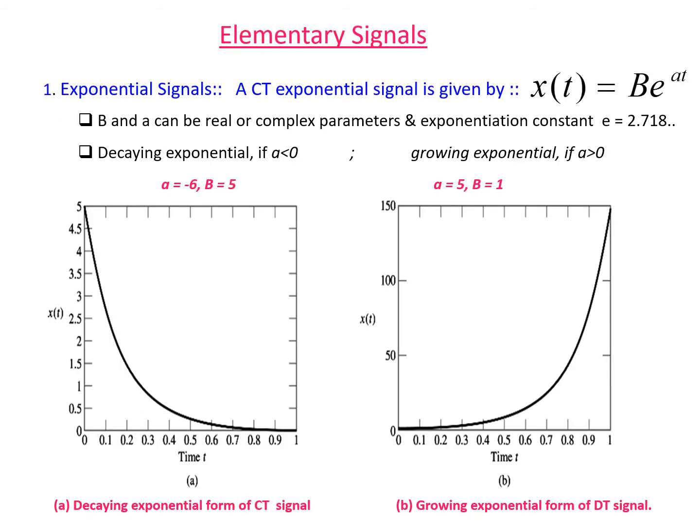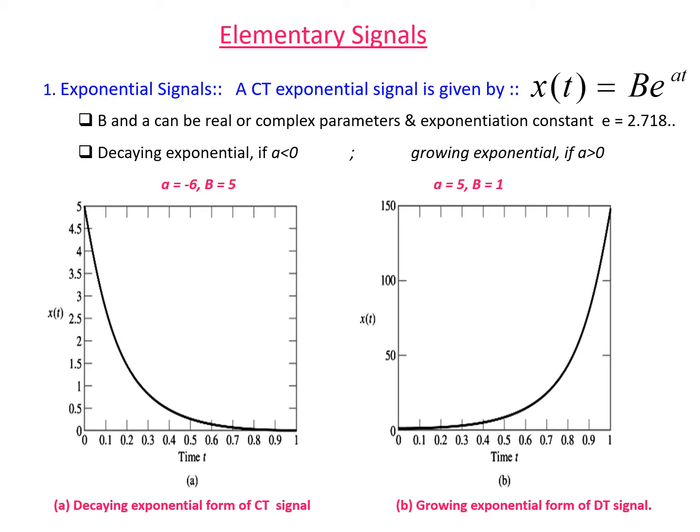This slide shows the most elementary signal you encounter in signal analysis, that is the exponential signal. An exponential signal in continuous time form, or CT exponential signal, is given by the equation: x as a function of time is equal to b into e to the power of at. So this is the general form. Now x can take any value. It can be voltage, current or any variable as a function of time.